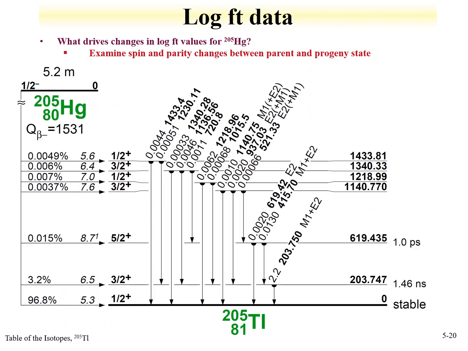So what drives these changes in these log ft values? Let's examine it for mercury-205. Here are these log ft values. What we see is that the beta decay is really driven by the change of the spin and parity from the parent state to the progeny state. The lowest log ft value is for a 1/2 minus to 1/2 plus state. And if we were to try to go from a 1/2 minus to a 5/2 plus state, we have the highest log ft value, and that's driven by this overall change in spin.